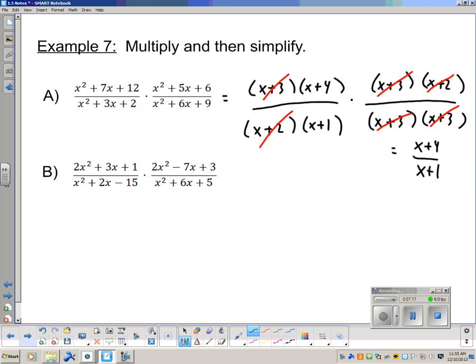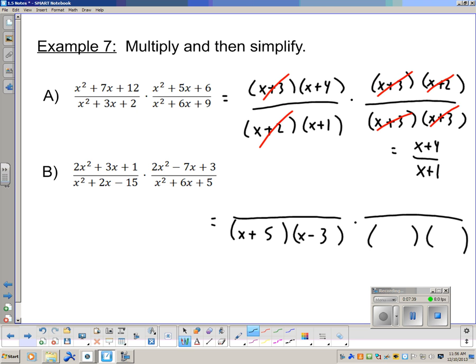All right, so coming down here and factoring b here. This time, I'm going to go ahead and factor my denominators because those look easy. So what multiplies to give me negative 15 and adds to give me 2? It would be a 5 and a minus 3. And then what multiplies to give me 5 and adds to give me 6? That would be a 5 and a 1.